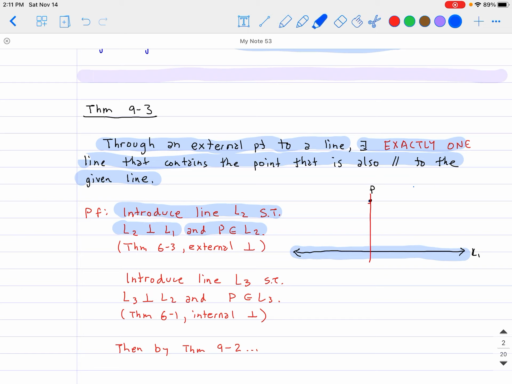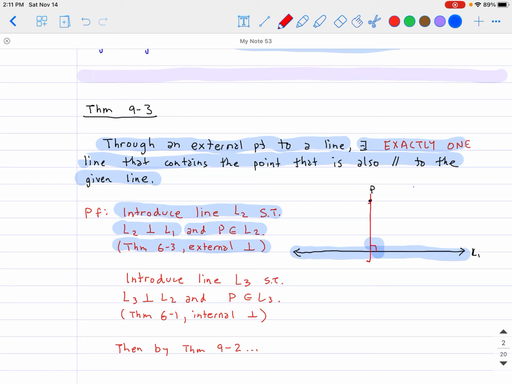And we can do this because back in chapter 6, once again, if you remember, there exists exactly one perpendicular to the given line containing the external point. So that's Theorem 6.3. So we know that this is going to be a right angle right here. And let me just go ahead and draw it with this pen right here so you can see that then.